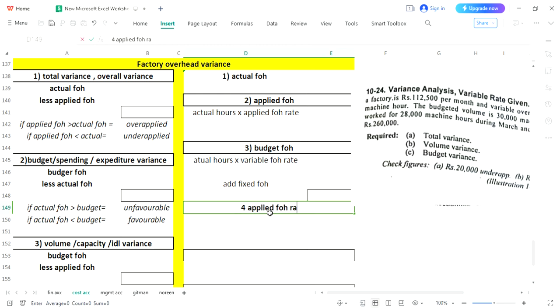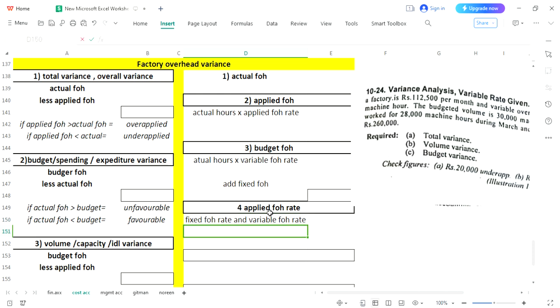fourth A, that is applied FH rate or total rate. It has a combination or sum of two rates, fixed FH rate and variable FH rate. So we will sum these rates, with which we will get our total applied FH rate or total rate. What you will do? You will sum up these two rates. But for that, we'll have to calculate factory overhead fixed rate.